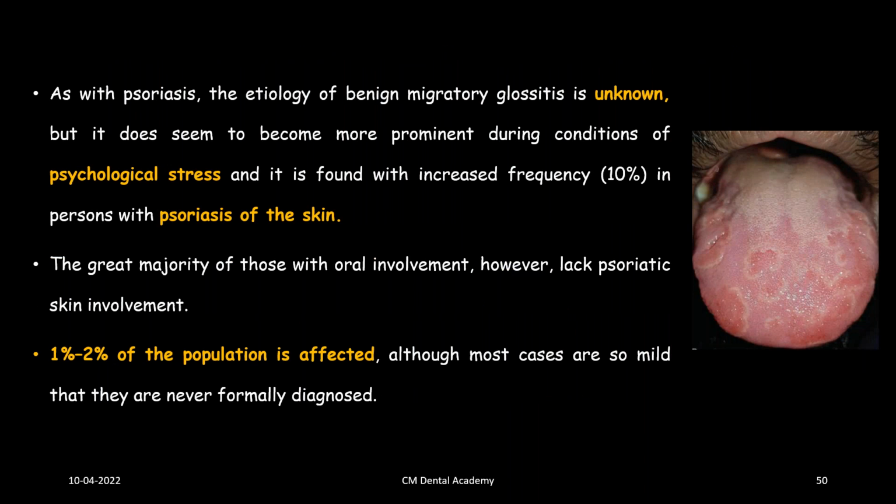As with psoriasis, the etiology of benign migratory glossitis is unknown, but it seems to become more prominent during psychological stress and with psoriasis of the skin. It shows increased frequency of up to 10% in psoriasis patients. The great majority of those with oral involvement, however, lack psoriatic skin involvement. 1 to 2% of the population is affected, although most cases are so mild that they are never formally diagnosed.